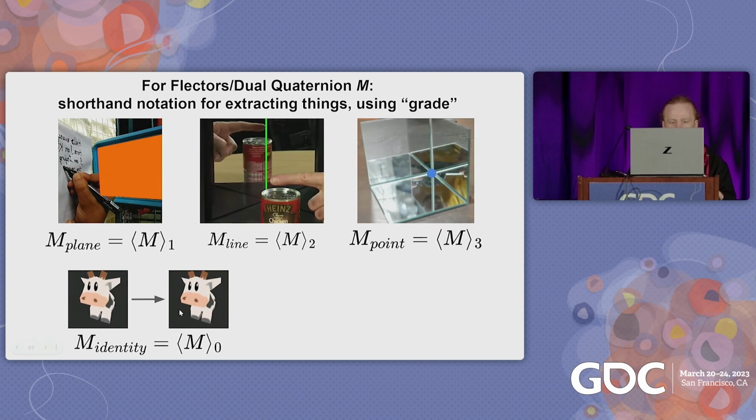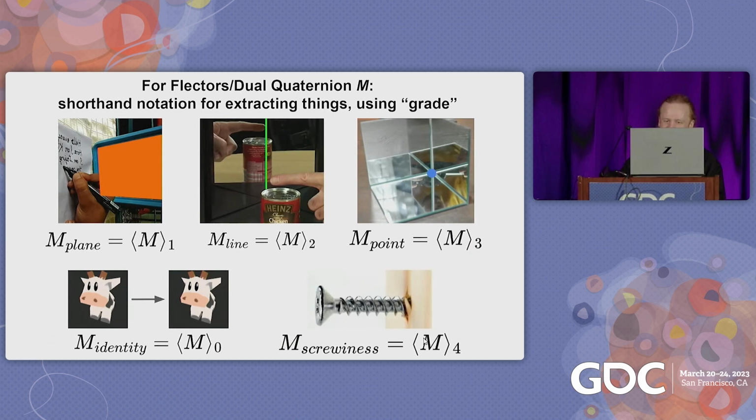So if you have a dual quaternion and you want to extract the amount of identity in there, which you may want to do, that's written this way, and it's got a 0 here, because the identity transform is a reflection in no mirrors at all. And then the funny one is the screw motion. It's not that common to extract this, but it's not unheard of. The screwiness of a dual quaternion you extract with the grade 4. It's the grade 4 part of this dual quaternion.